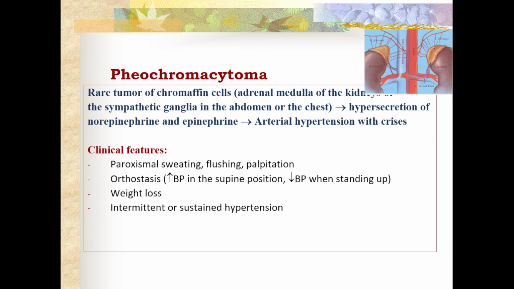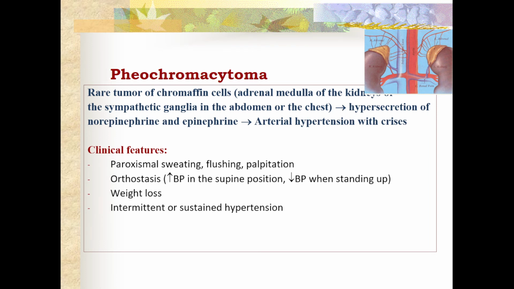Pheochromocytoma. In 1% of all cases occurs in secondary arterial hypertension. Rare tumor of chromaffin cells, adrenal medulla of kidneys, or sympathetic ganglia in the abdomen or chest can lead to hypersecretion of norepinephrine and epinephrine and development of arterial hypertension. Arterial hypertension with crisis.